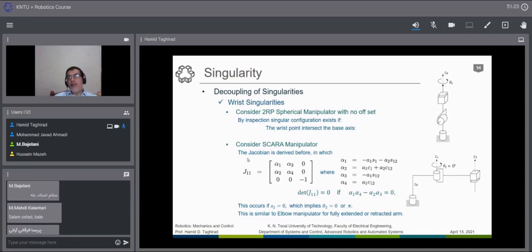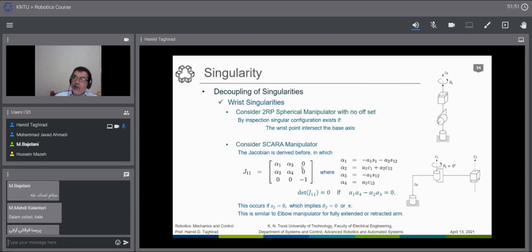And finally, maybe the last but not the least example is the SCARA manipulator. We are familiar with the SCARA. SCARA has a rotating base and 2 axes that we have here, one here, and then we have a prismatic joint here. When this happens, again, we have the singularity for the fully extended or fully retracted case.